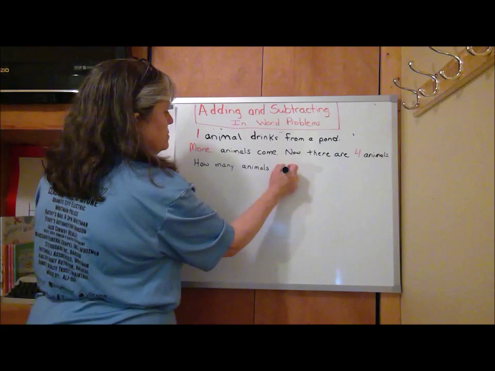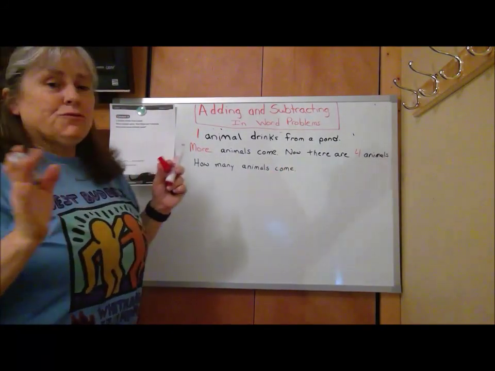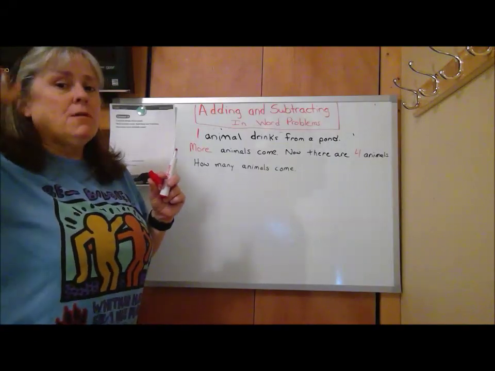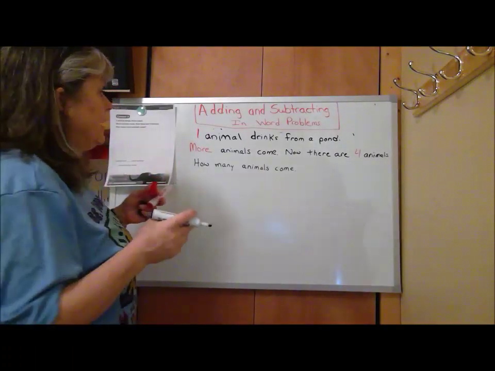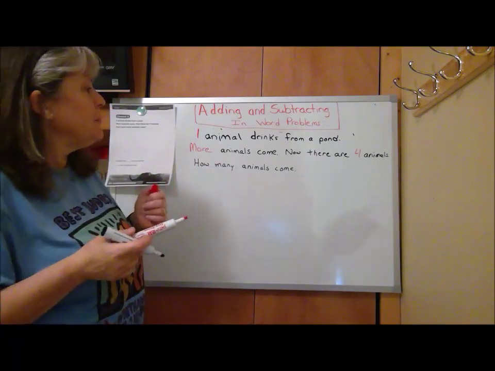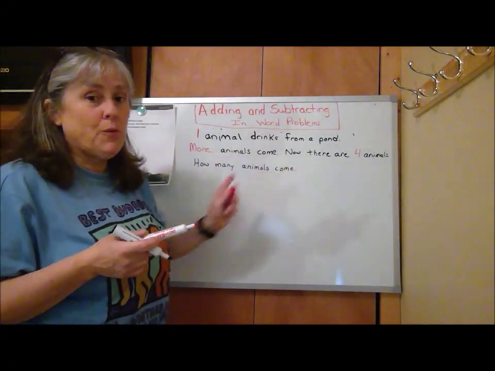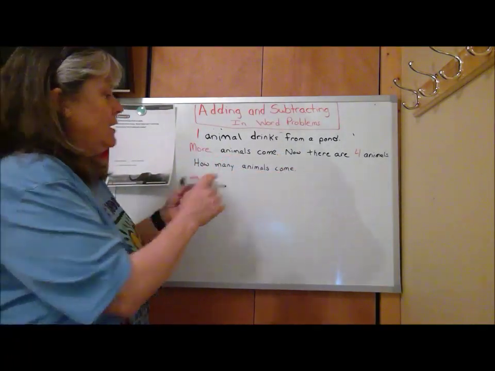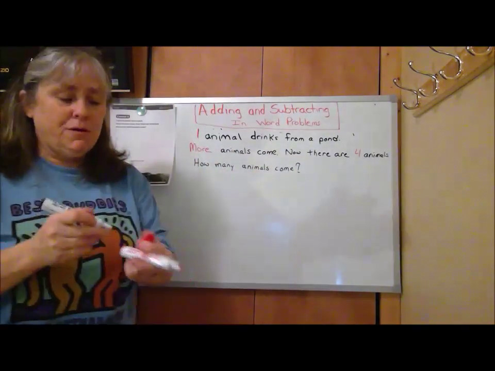All right, let's read it one more time. And in our head, we're thinking, what do we know? What do we want to know? And how are we going to find it? Or what are we talking about, too? All right, so one animal drinks from a pond. More animals come. Now there are 4 animals. How many animals come? I do that almost every time, I do that wrong.